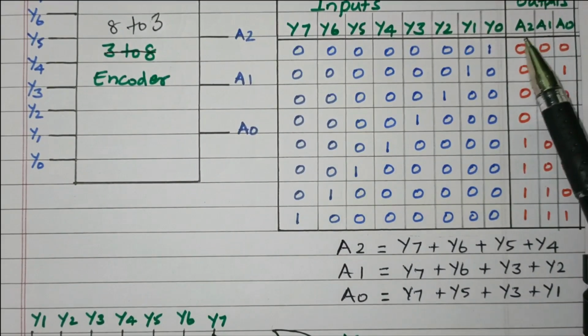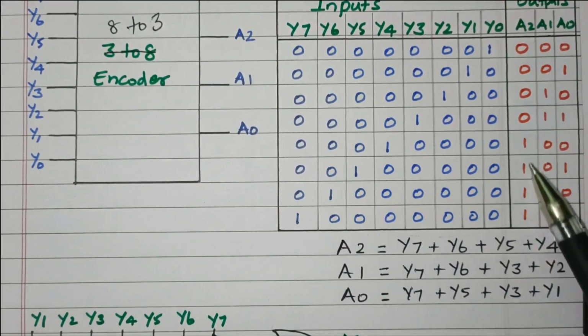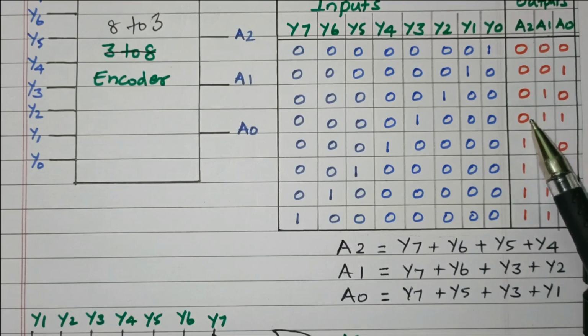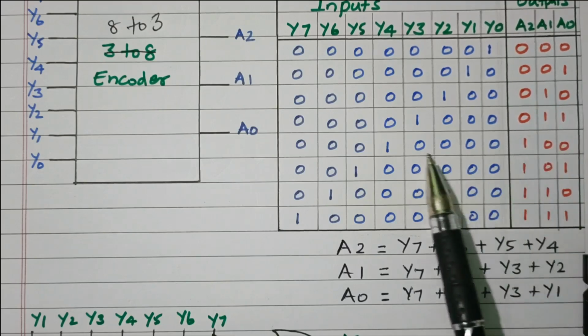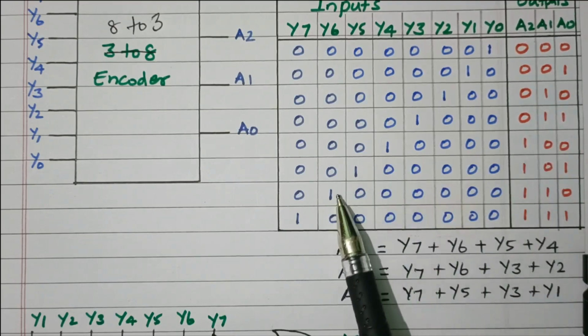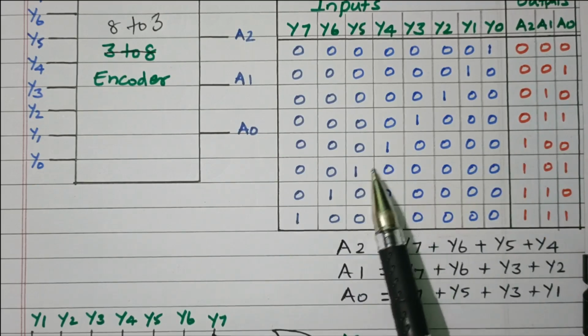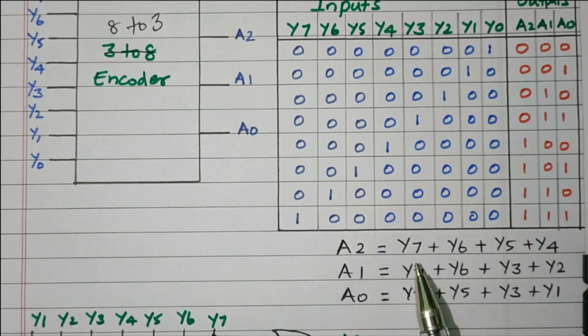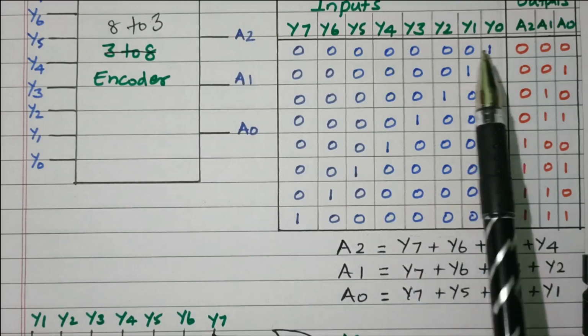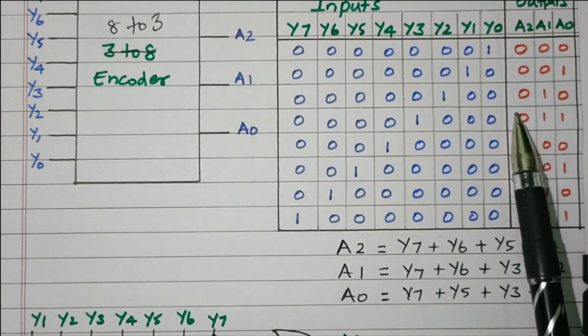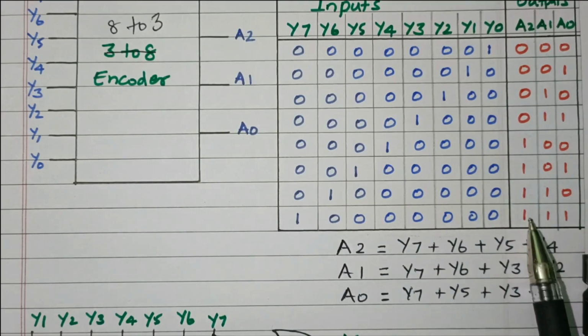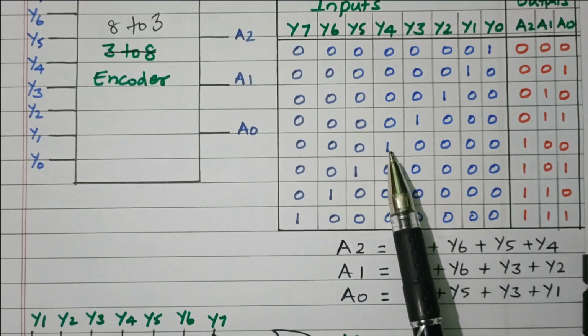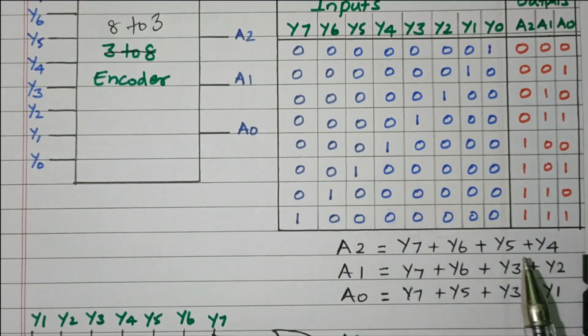First we'll refer to A2. These 4 digits are 1, right? First 4 digits are 0. What are these 4 digits? y4, y5, y6 and y7. These are all high level. So we can add y4, y5, y6 and y7, right? For y0 to y3 we got 0 output, so no need to add. Only these 4 outputs are 1, corresponding to y4 to y7. So y4, y5, y6, y7 are added for the logical expression of A2.